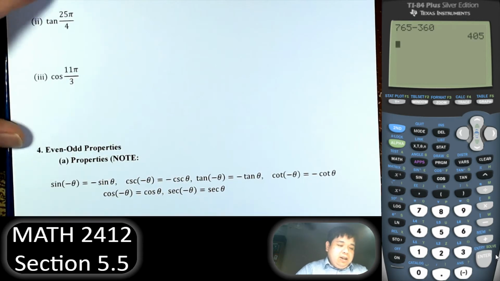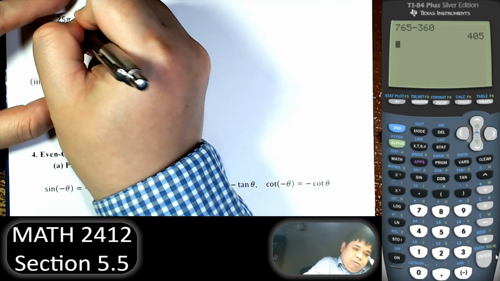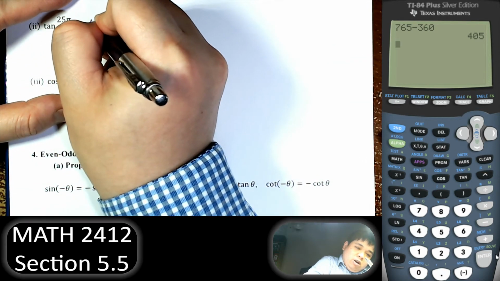Next, tangent of 25 pi over 4. Well, that seems like too much.